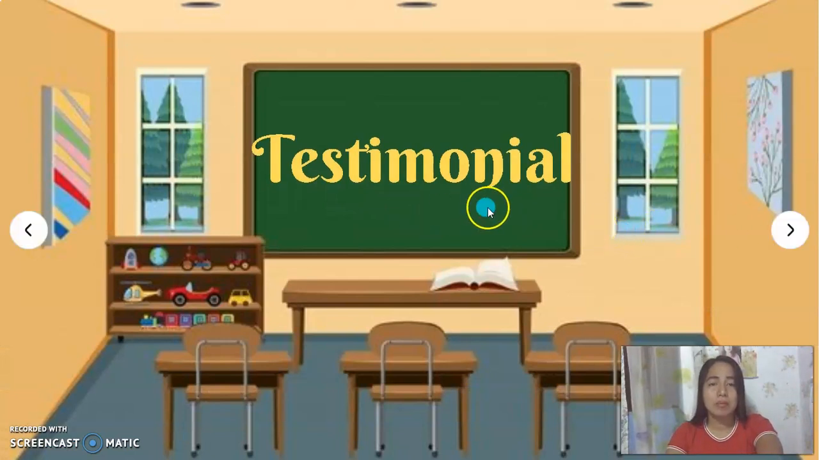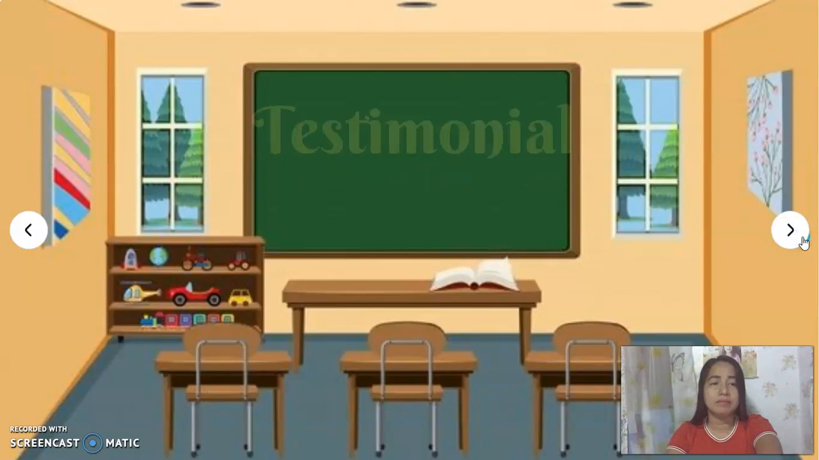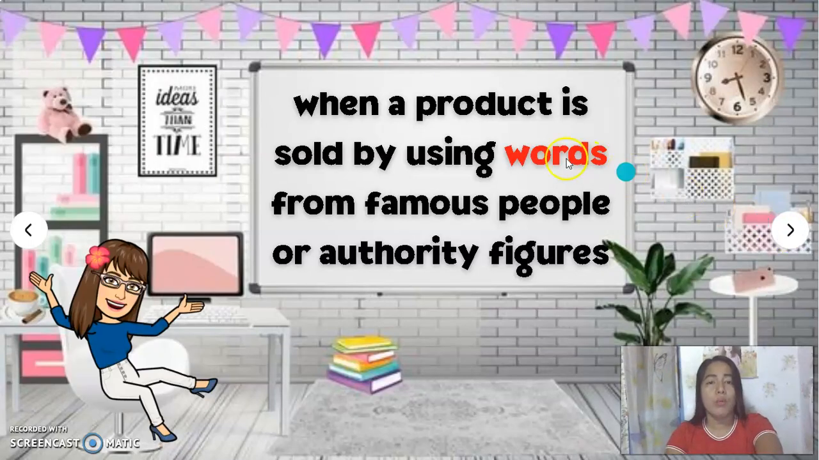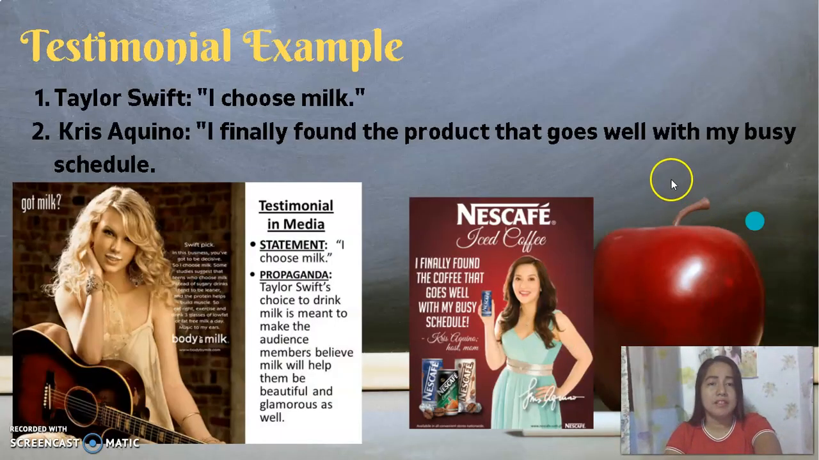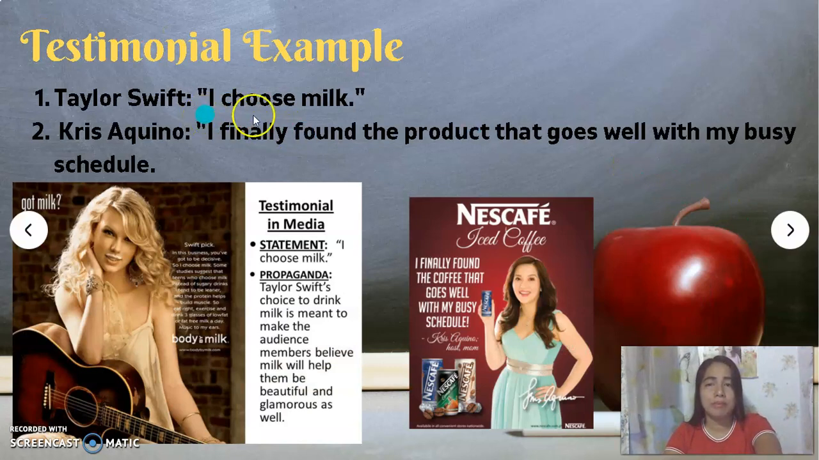Take a look as well at the given examples, the given pictures. Next, testimonial. This is when a product is sold by using words from famous people or authority figures. The keyword is word or words. Example: Taylor Swift, I choose milk. Chris Aquino, I finally found a product that goes well with my busy schedule.